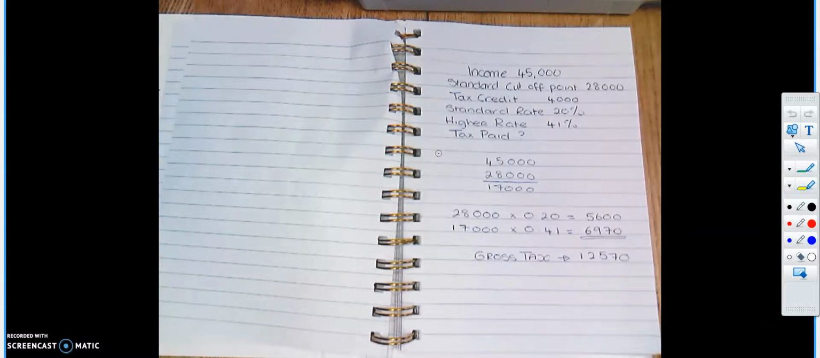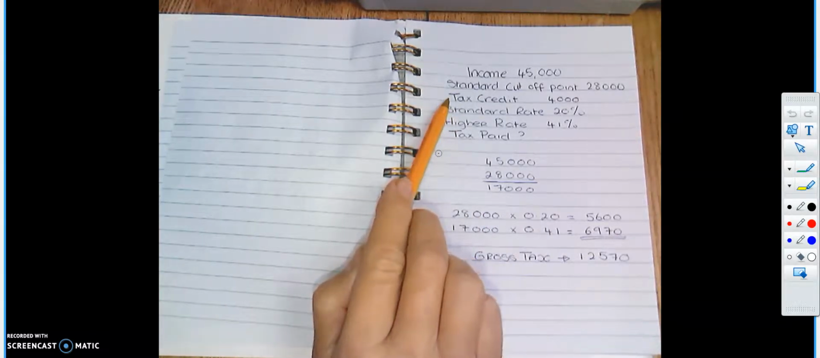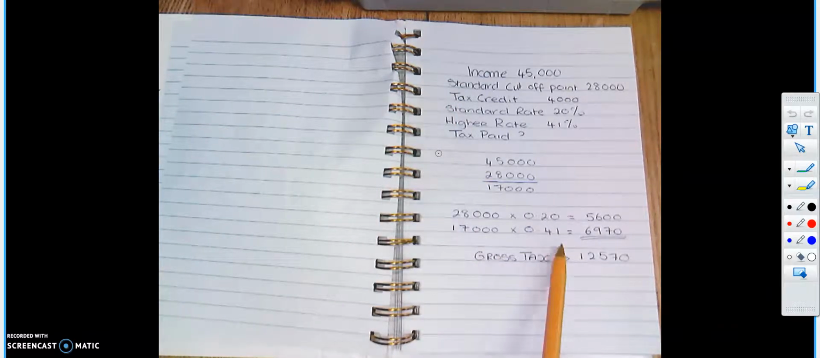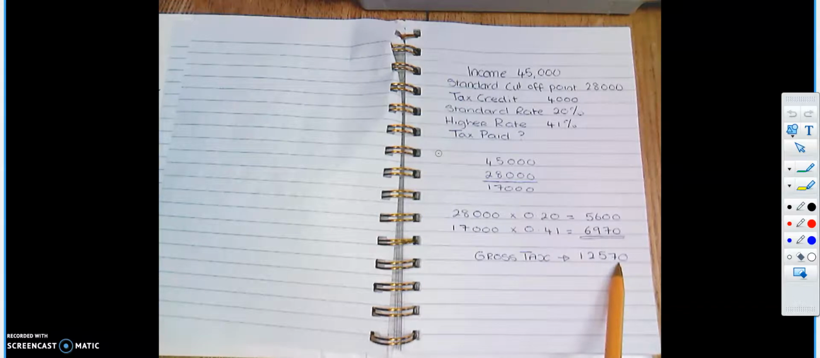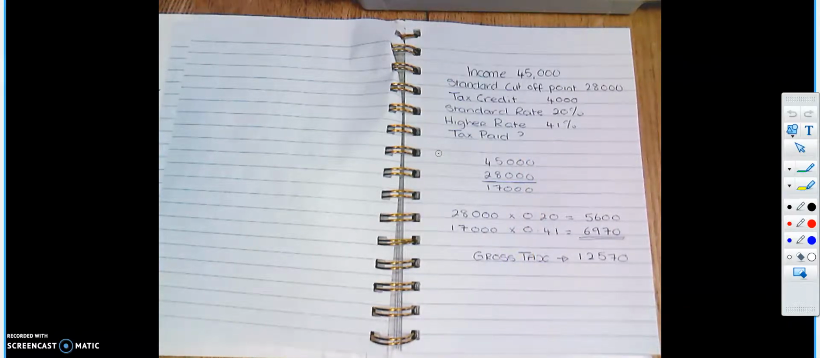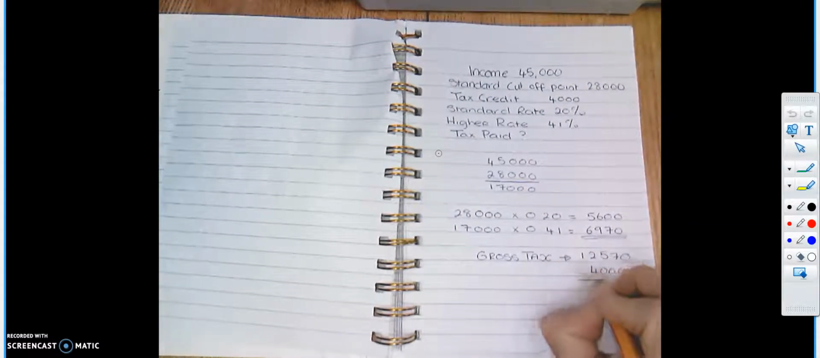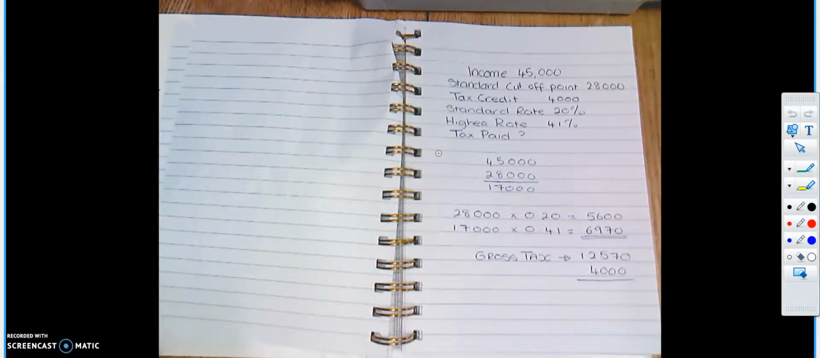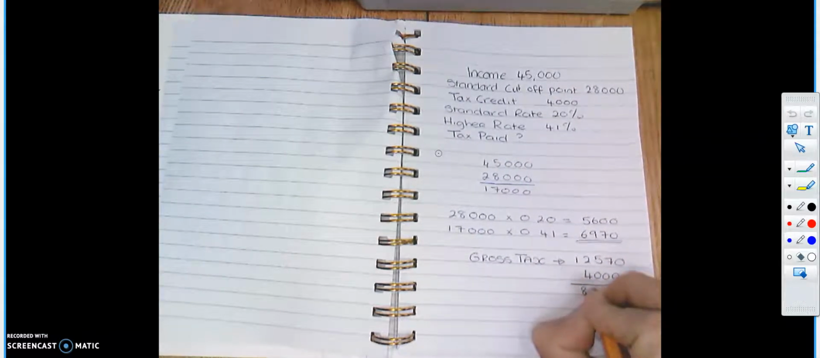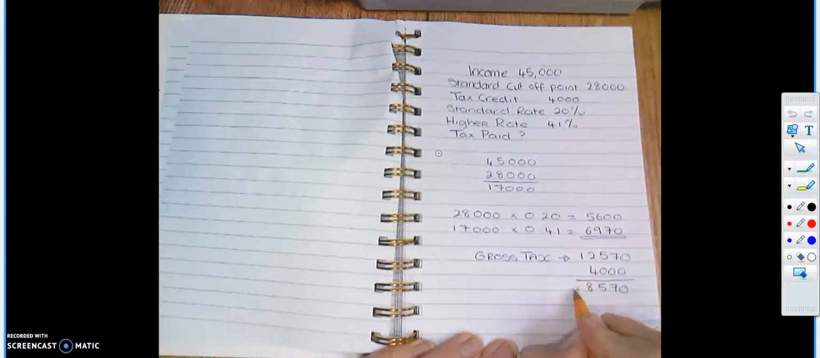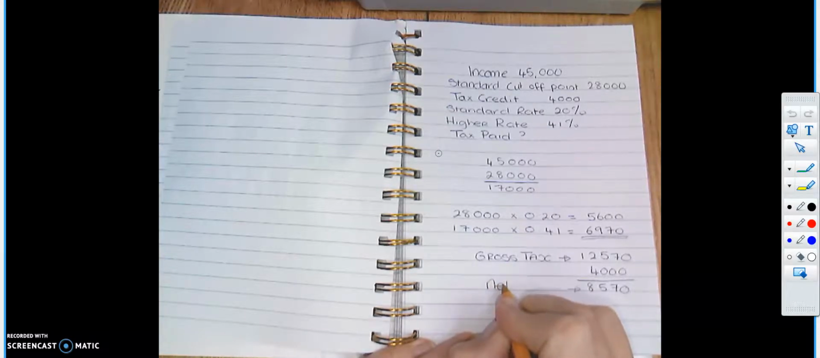Okay. In the question, we got told the person had tax credit. Tax credit is tax back. It's tax they do not have to pay. So the government would like to take 12,570 euros tax off them, but this person has 4,000 euros credit. So what you do is you subtract the 4,000 away from the 12,570, and you will get an answer of 8,570. So this value is their net tax.